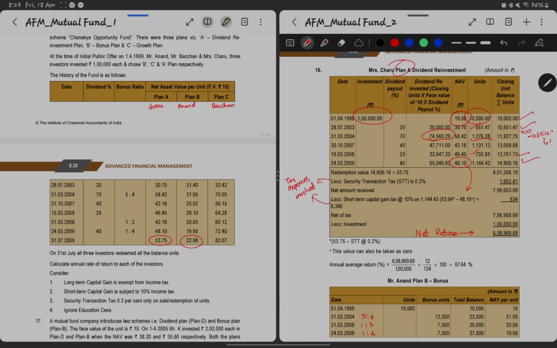So here it will be on this 8,01,206, which amounts to 1,602.41. Then the net amount received after this STT will be 7,99,603.69. This much amount we will be receiving in our account. On that, again we have to pay short-term capital gain tax. That will be around 10%.